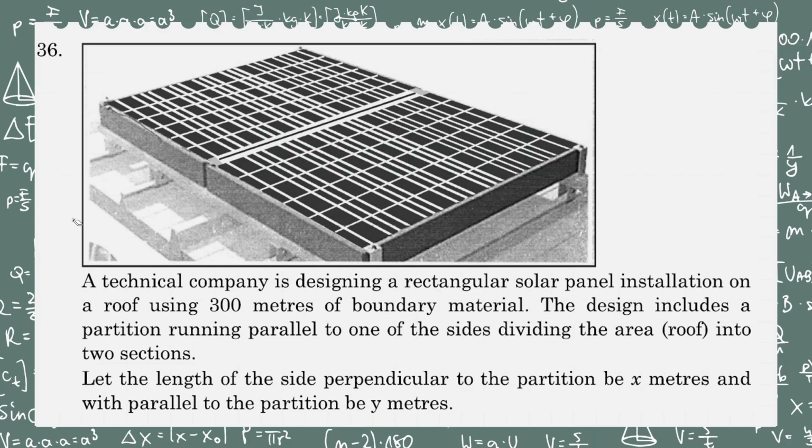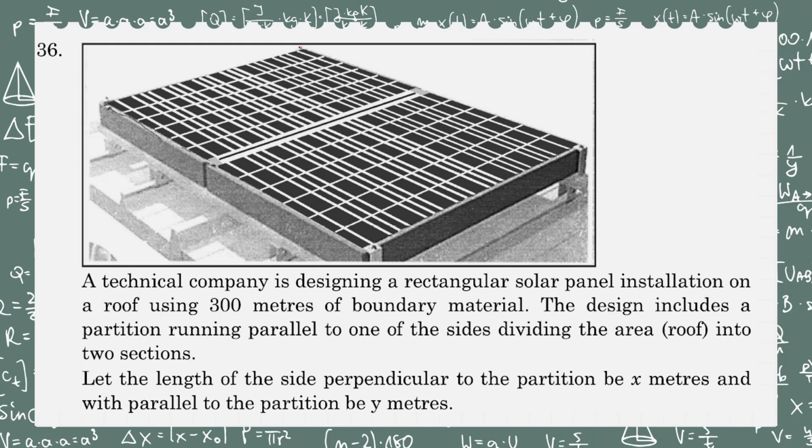Sum number 36. Let's read the question. A technical company is designing a rectangular solar panel installation on a roof using 300 meters of boundary material. The design includes a partition running parallel to one of the sides, dividing the area into 2 sections. Let the length of the side perpendicular to the partition be x meters and width parallel to the partition be y meters. So let's try to understand this sum.